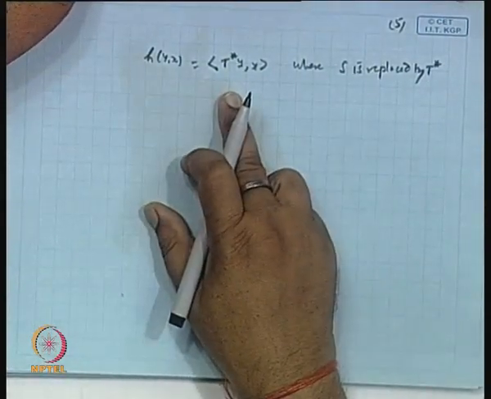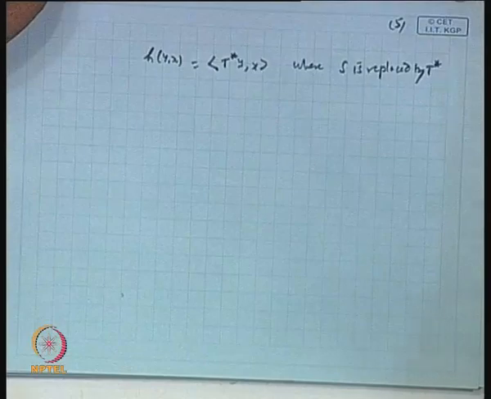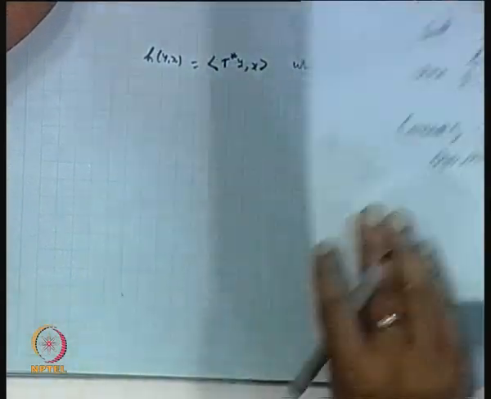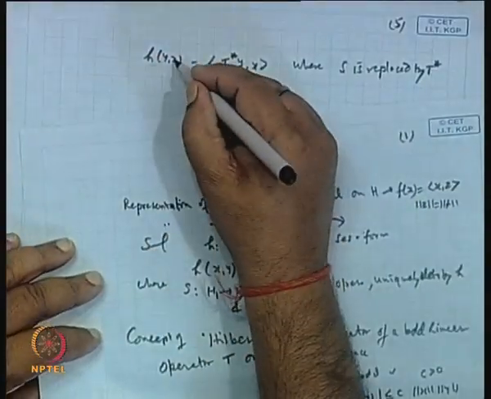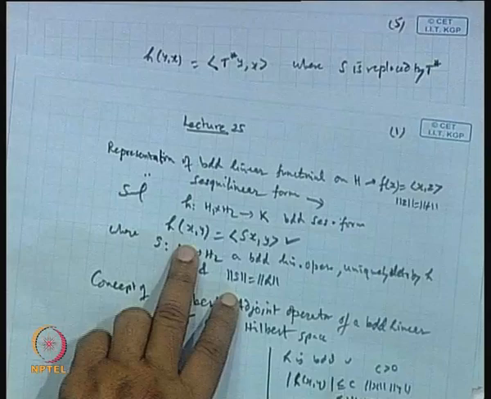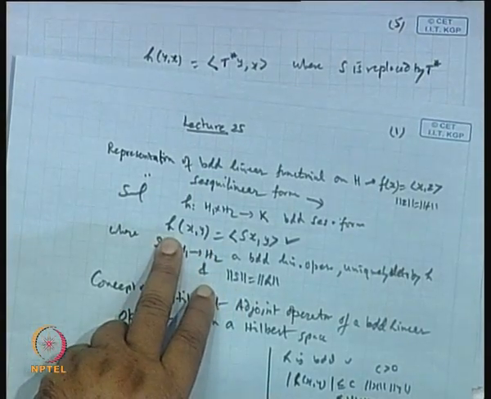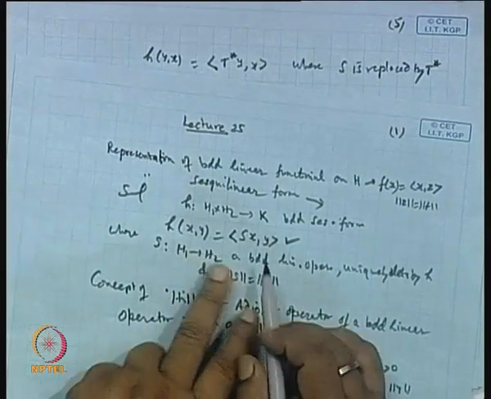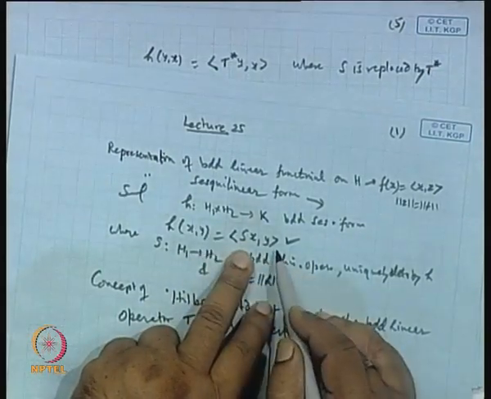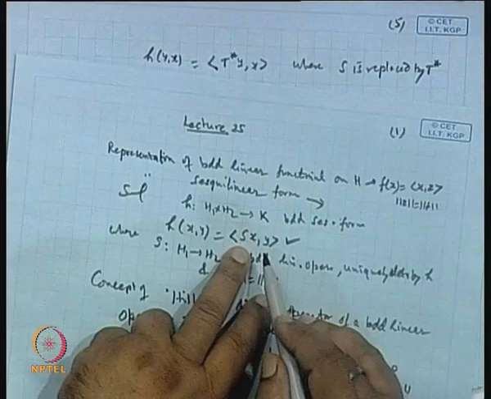Is it not? Just like here, T star is the operator. No, you just see. Here, X comma y. Then when you take h of this, what is the change? The change is coming. It is nothing but an inner product where x is replaced by s of x.